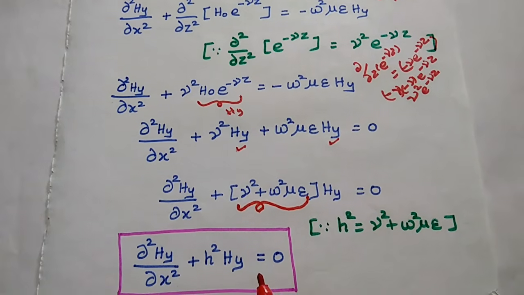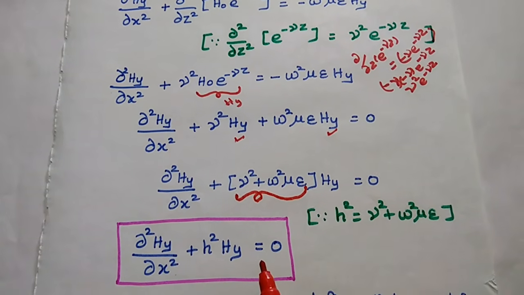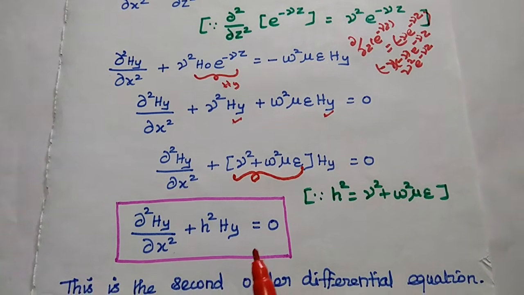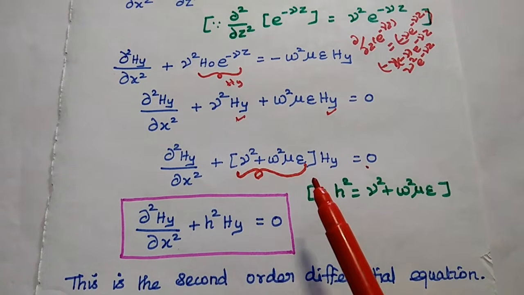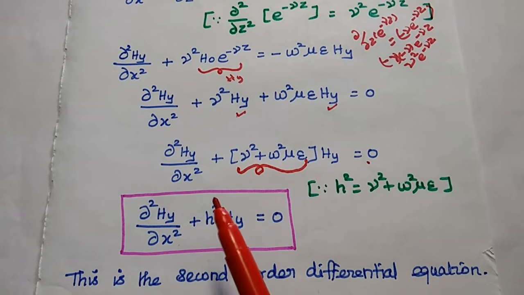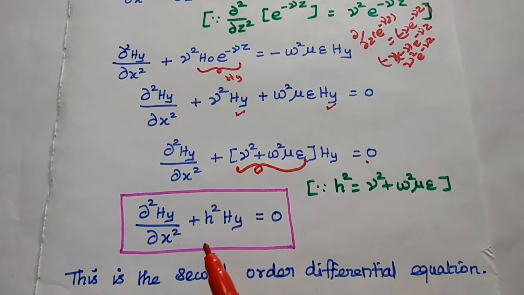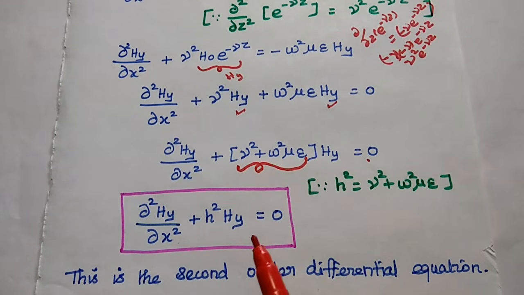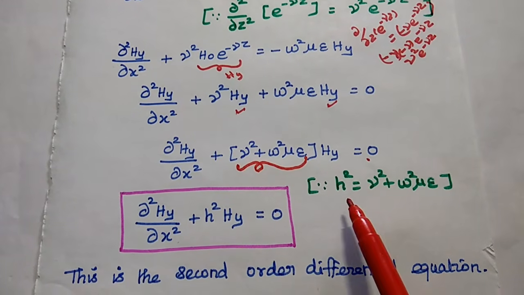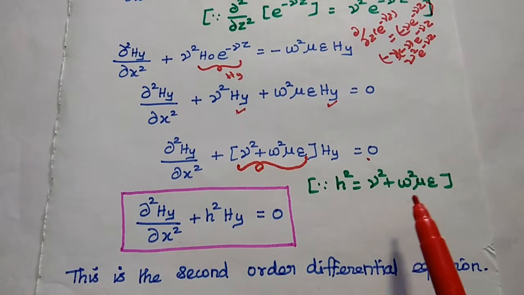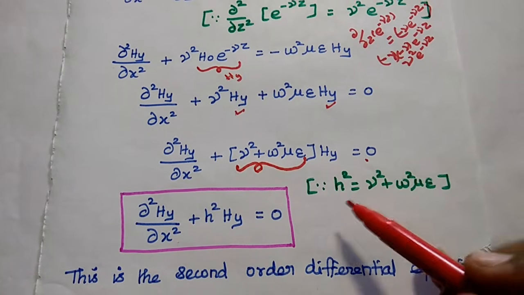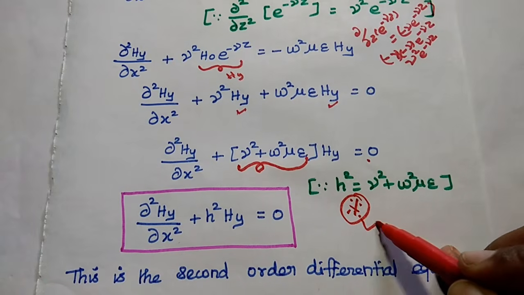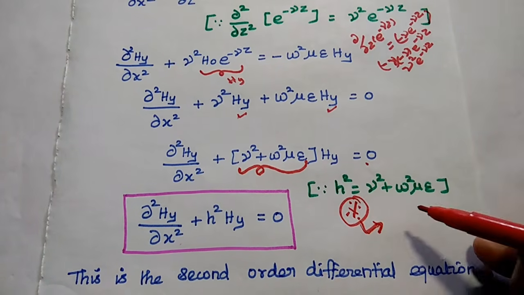So this h squared value is very important to analyze the characteristics of the wave nature. Okay. So here we can write this equation as dou squared Hy by dou x squared plus h squared Hy. So this term becomes h squared. So what is h squared? That is equal to gamma squared plus omega squared mu epsilon. This value is very important. From this we can find out the characteristics of TM waves.